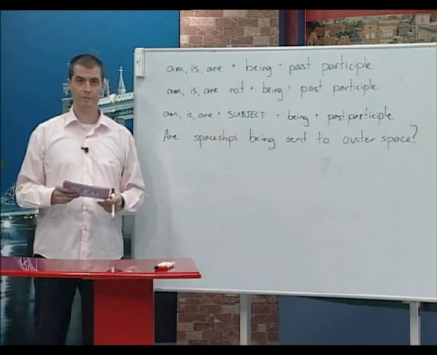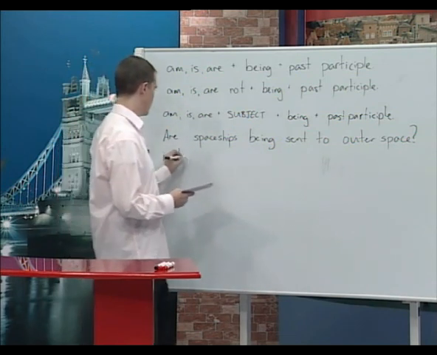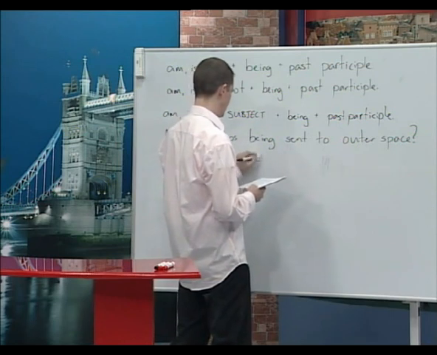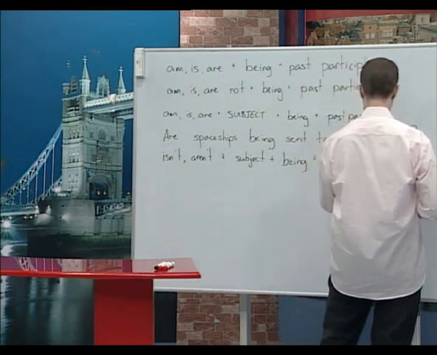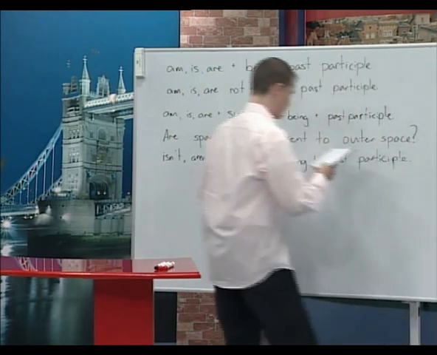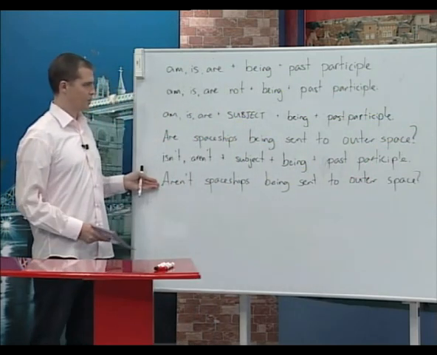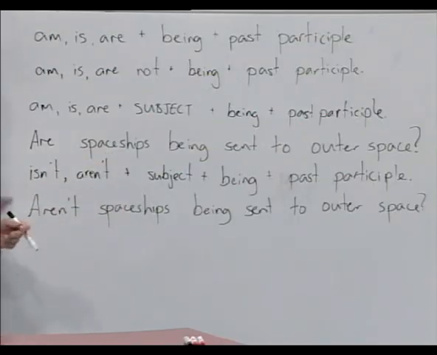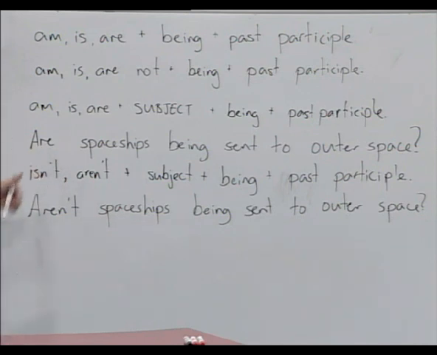To form negative questions, same idea. We use isn't or aren't plus subject plus being plus past participle. For example, aren't spaceships being sent to outer space? Aren't spaceships being sent to outer space? So the passive voice subject, spaceships, determines if the verb be is singular or plural. Here we have a plural subject, so we have the verb are because it's plural. Well, let's practice some of these now.